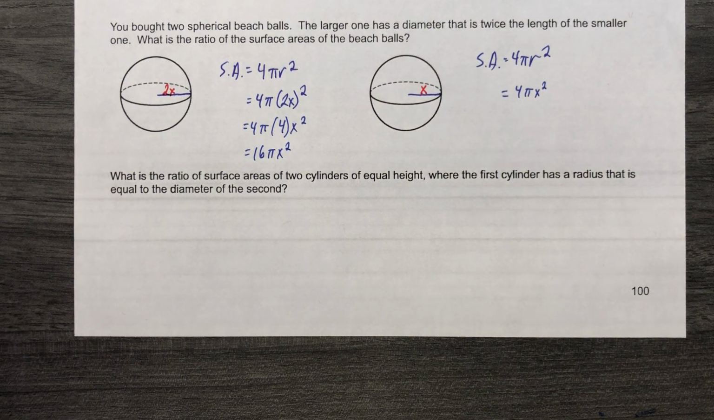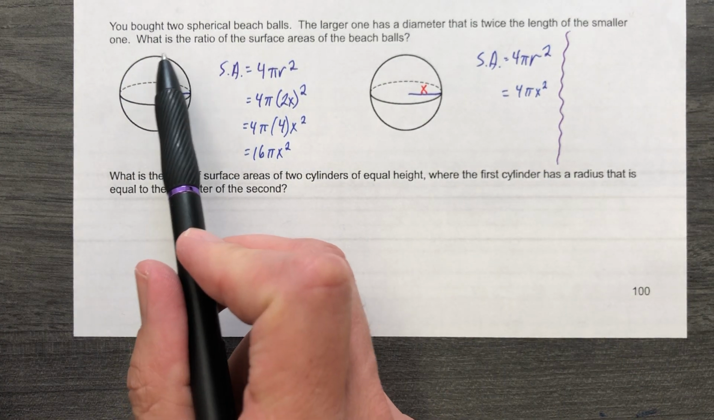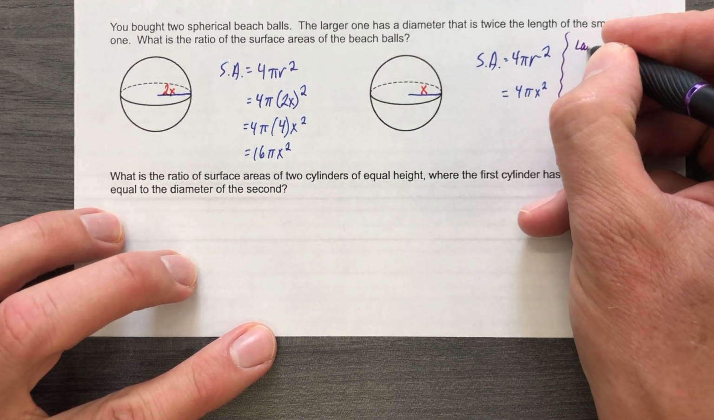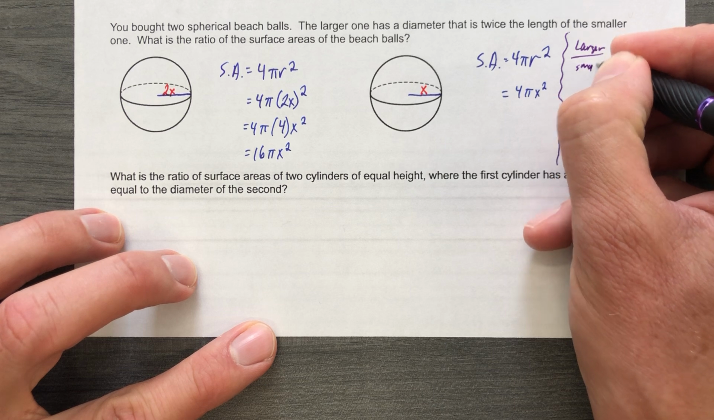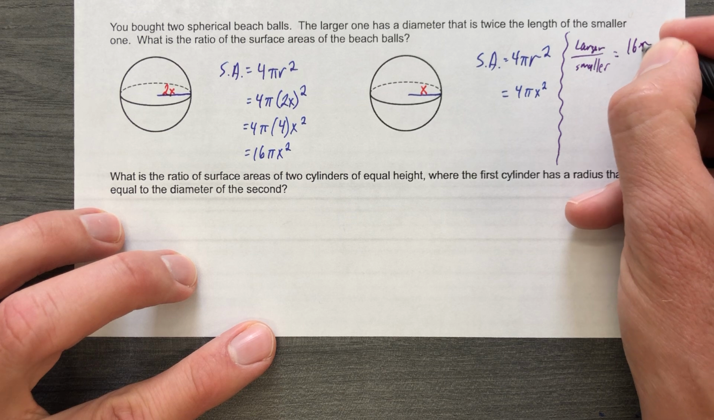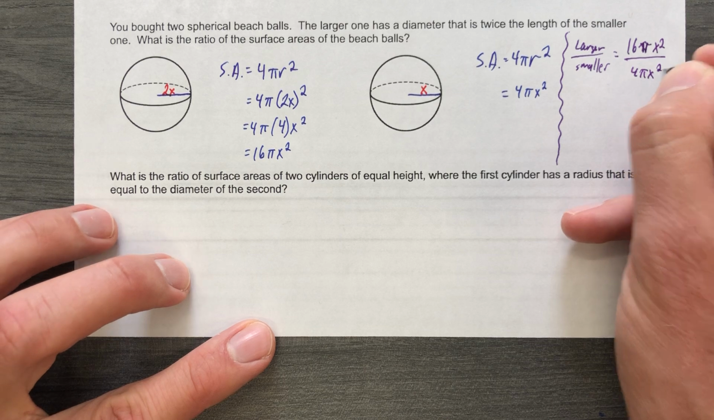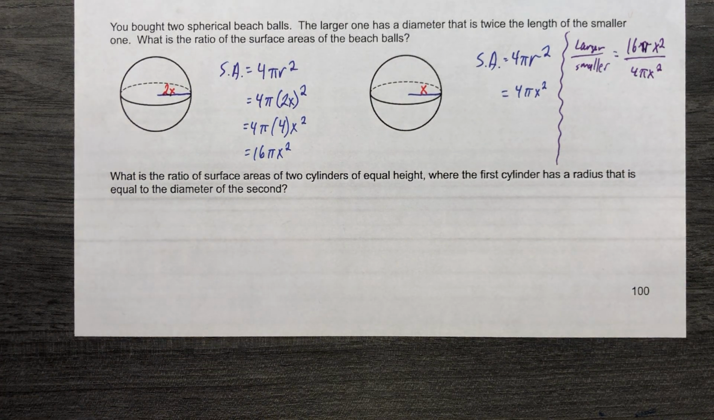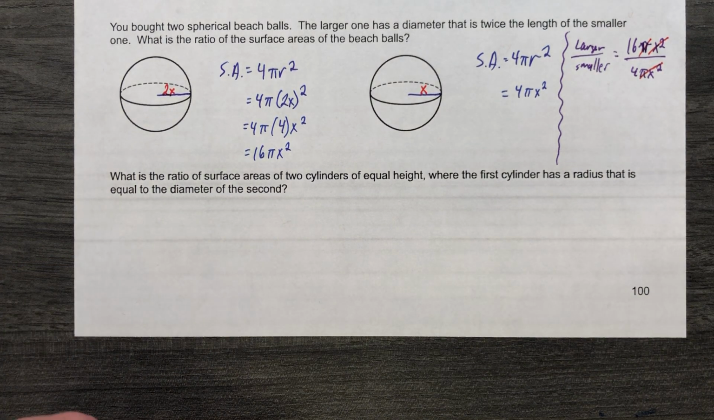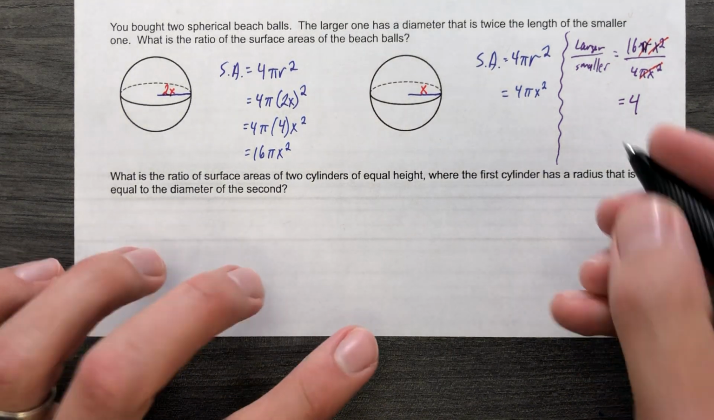So to really answer the question, read the last sentence again. What is the ratio of the surface areas of the beach balls? So I'm going to do a ratio where it's the larger beach ball to the smaller beach ball. And I'm going to get 16 pi x squared over 4 pi x squared, and lucky us, we have the skills to cancel some things out. We're going to cancel out the pi and the x squared, and it's going to leave us with 16 over 4, which is 4. So the final answer is this.